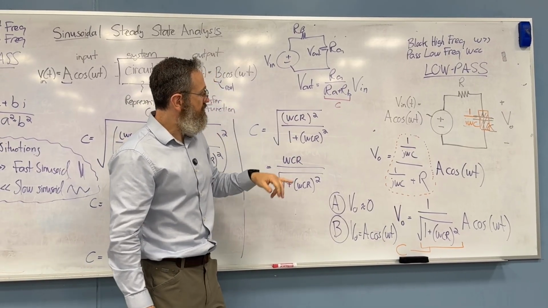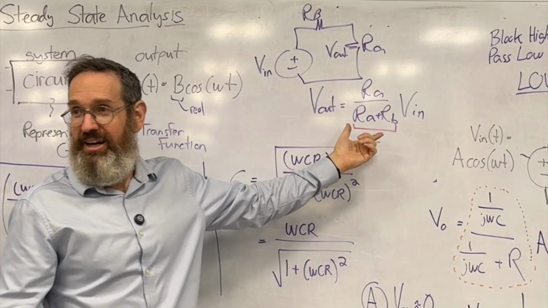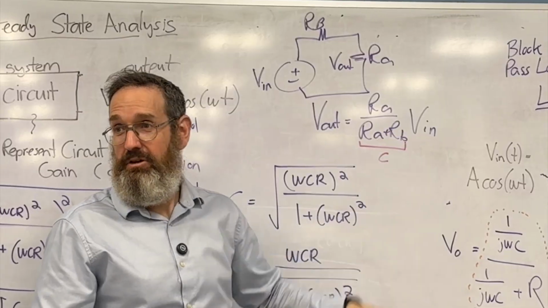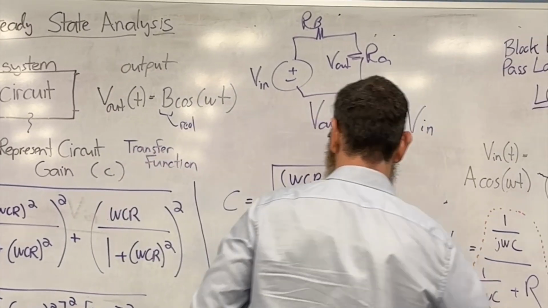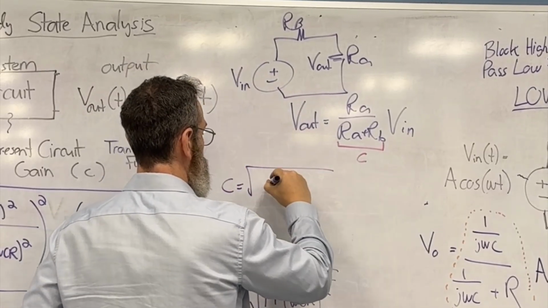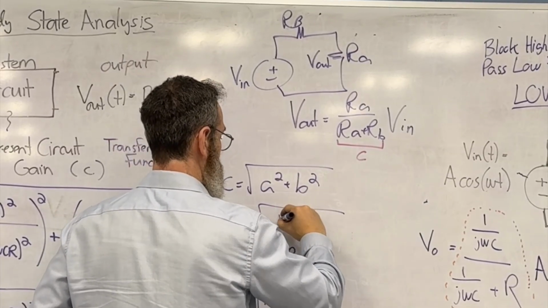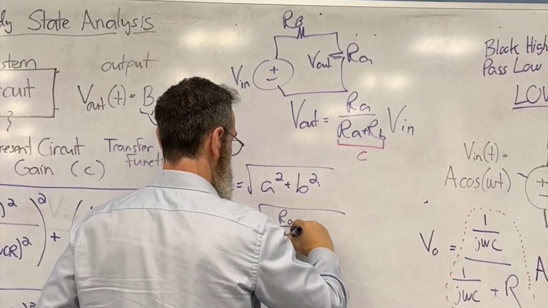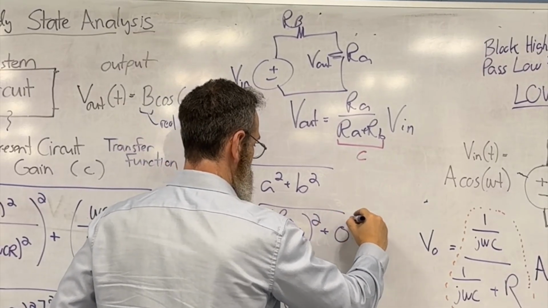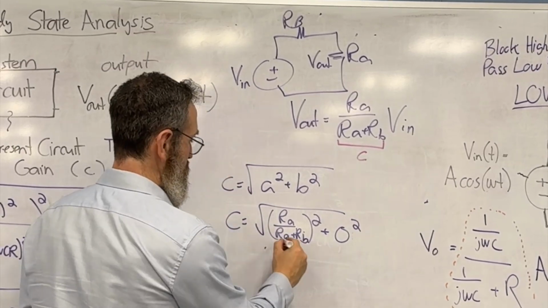Now, you could say, well, I'm just curious, is this in the A plus Bj form? Well, it is. A is this, and B is 0. We can say C is equal to the square root of A squared plus B squared. C is equal to the square root of RA over RA plus RB, squared, plus 0 squared. It's just going to pop right out.